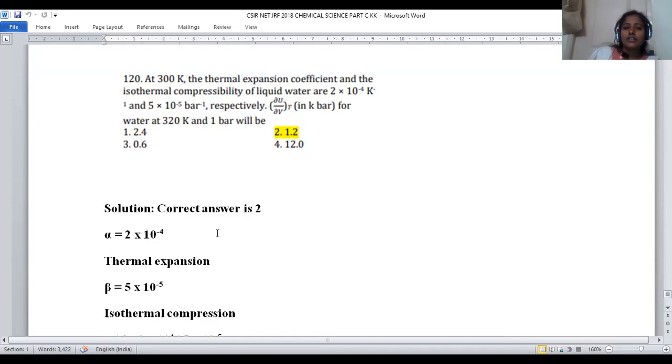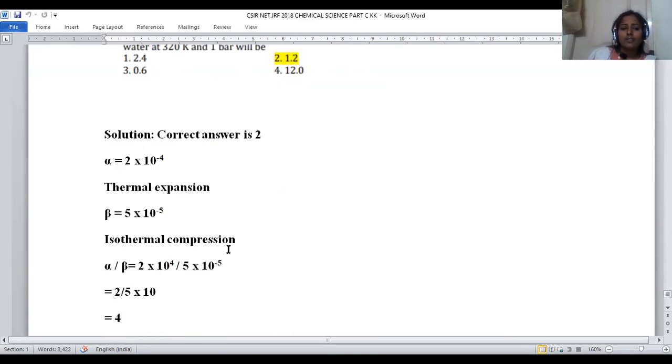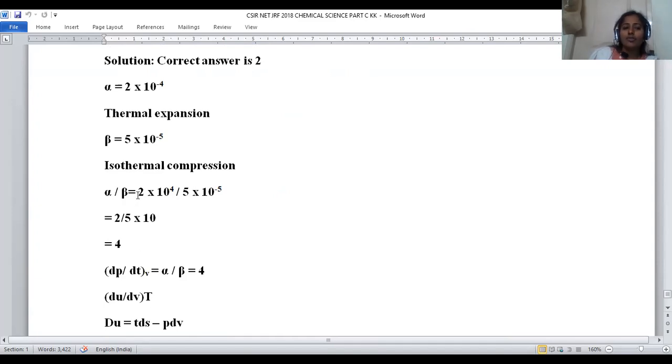In order to get that, first let us go with the thermal expansion coefficient, denoted with alpha. That value is 2 into 10 to the power minus 4. Isothermal compressibility is denoted with beta, whose value is 5 into 10 to the power minus 5. Let us take the ratio of alpha and beta. Alpha by beta is 2 by 5 into 10, nothing but 4. After substituting all these, the alpha by beta ratio is 4. So this value is exactly equal to dP by dT, right? So the pressure differential by temperature differential is equal to alpha by beta, which is 4.